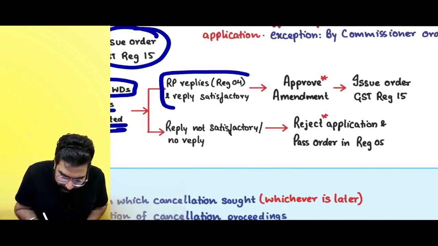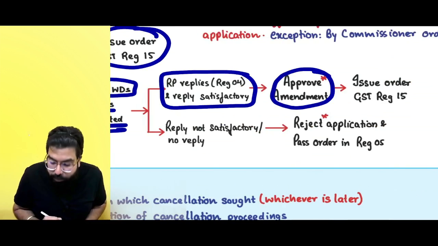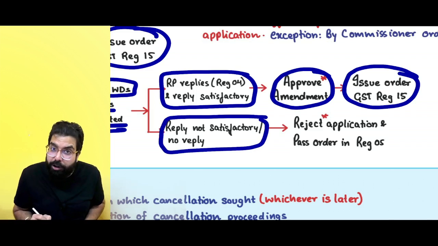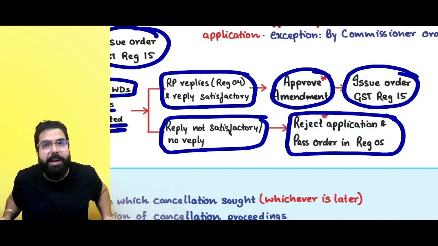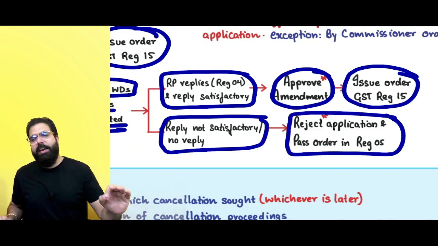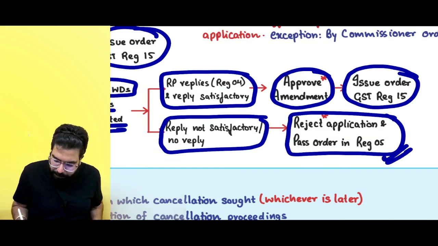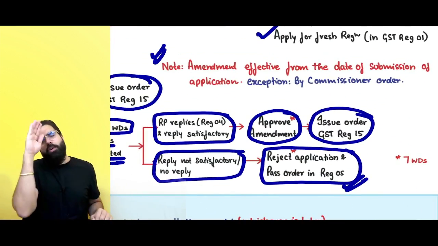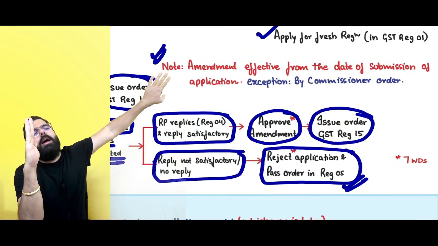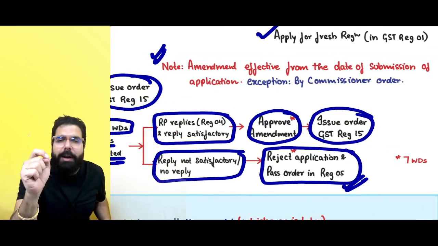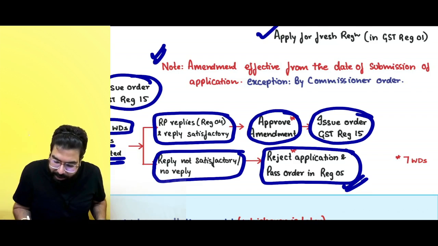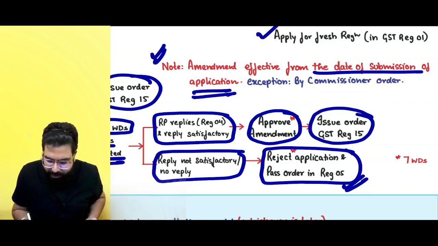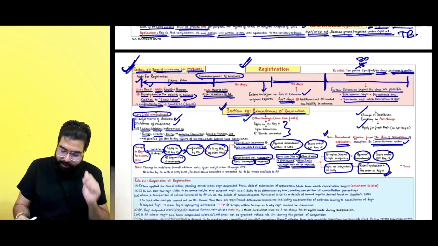You please go ahead and reply. If the reply is satisfactory, he will approve the amendment and issue a GST REG 15. If your reply is not satisfactory or you did not reply, then they will reject the application. And when they reject, they will pass an order in GST REG 05. Okay, sir. Always remember, when you apply today, the amendment shall happen from today only. Means the amendment will always happen from the date of submission of the application, but if you want a retrospective amendment, the commissioner has to give a special order. Okay, sir, point is clear.